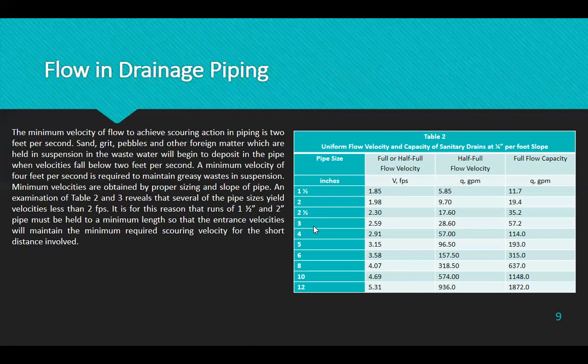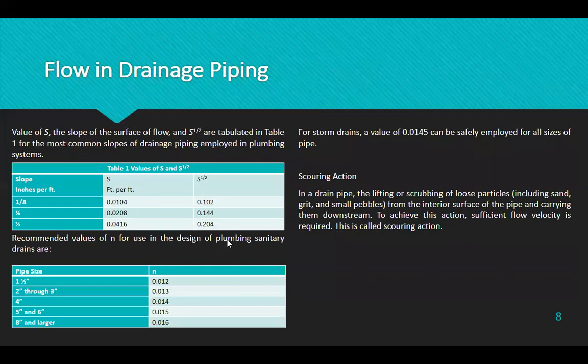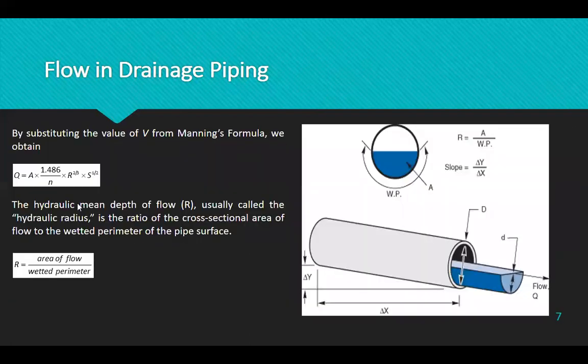DWV, drain, waste, and vent pipe material. Okay. So full flow andito, may mga velocity, half flow, full flow velocity, capacity, ito siya. Ayan. Yung formula niya, ginamit ito. Ayan. Q equals 1.486 over n times R to the 2/3 times S to the 1/2. Yan din yun.